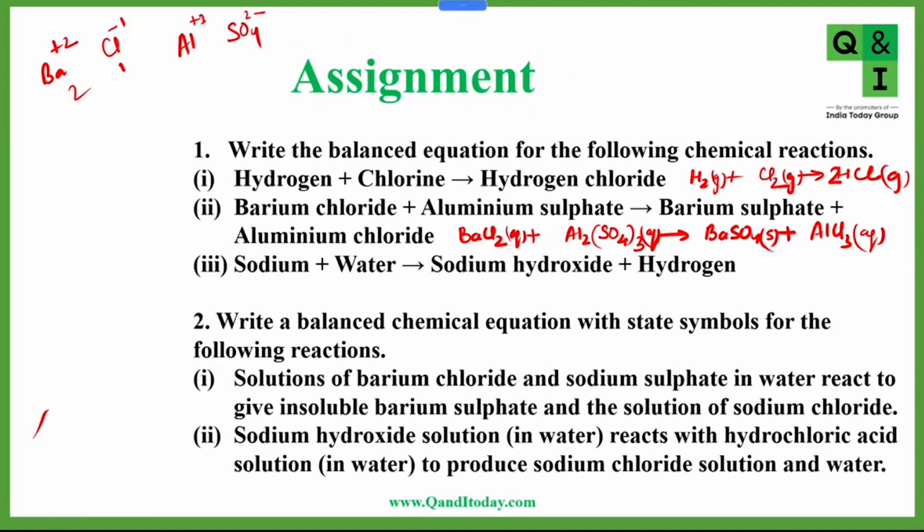We have 3Cl here, right? So we have 3Cl here and here we have only 2. So I should multiply it with 3 and here I should multiply it with 2. Then it will become 6 chlorine on both sides, right? Then barium, we have 3 barium this side, only 1 barium, so I'll add 3 barium that side.